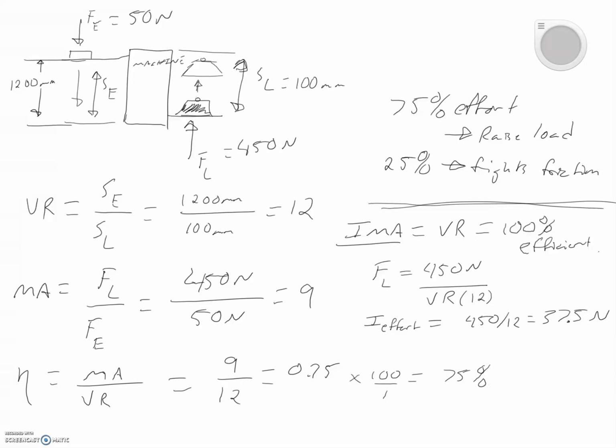Okay? Finally, if it really took me 50 newtons to raise the load, but the ideal force is 37.5 newtons, that means that friction is the remaining effort. So 50 take 37.5. So 12 newtons, friction is equal to 12 newtons. So this kind of concludes the first part. Let's look at the second part.